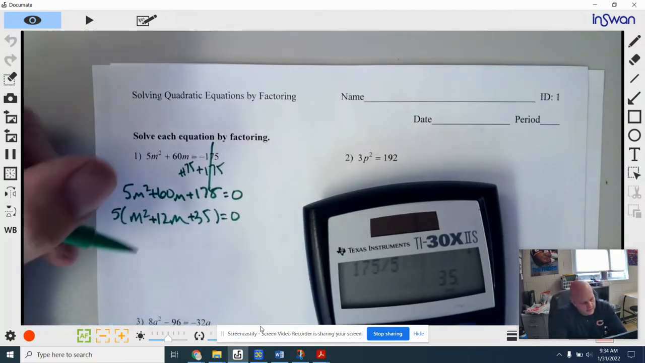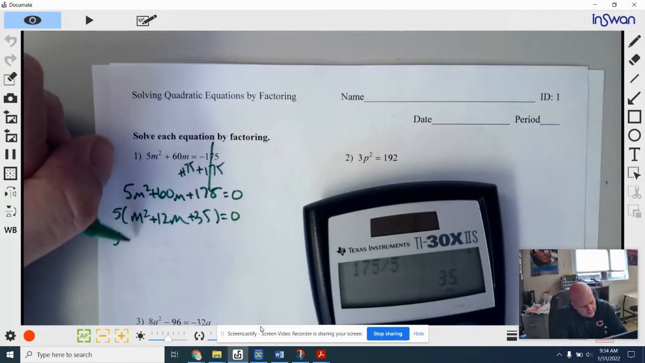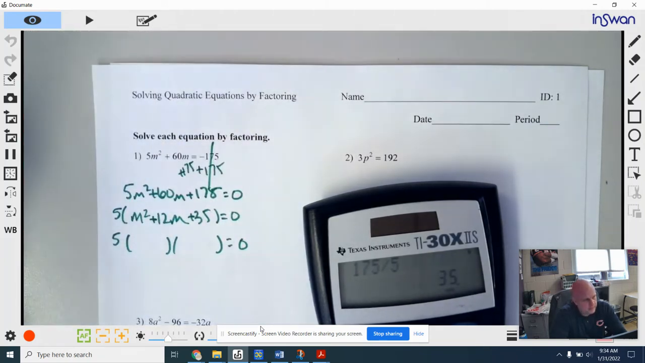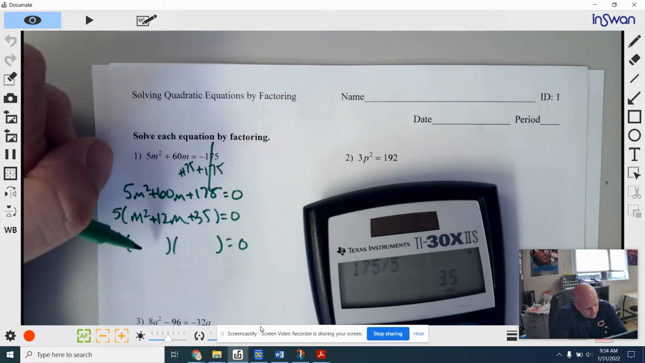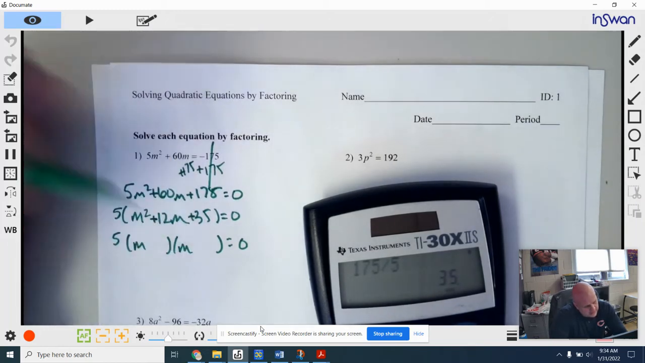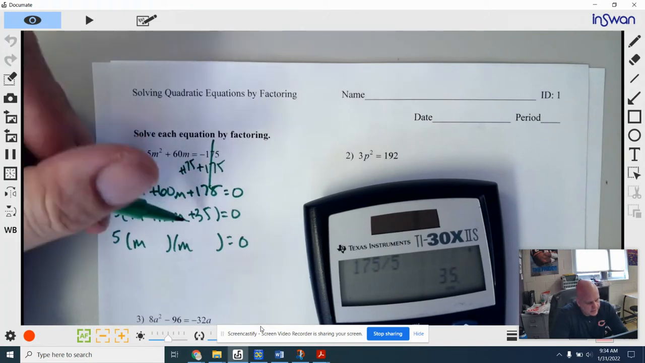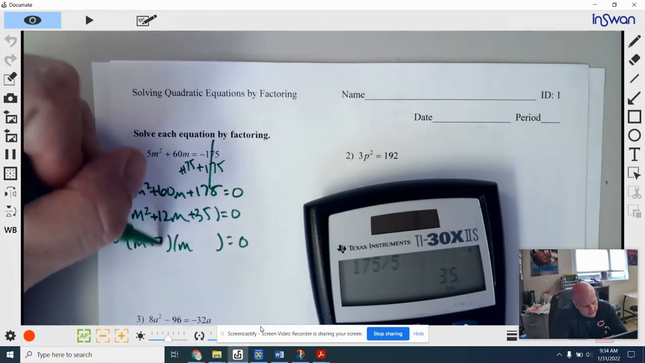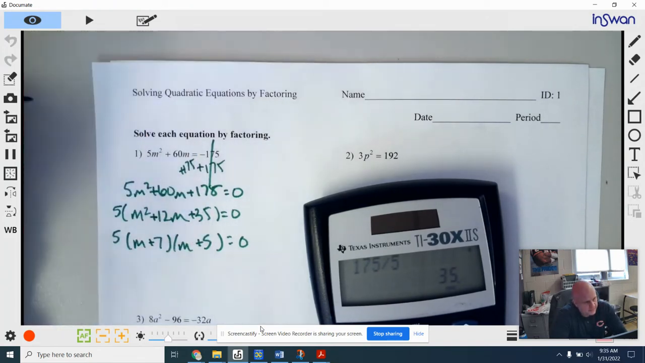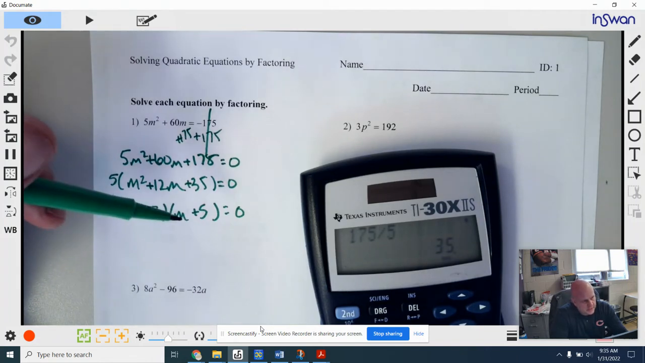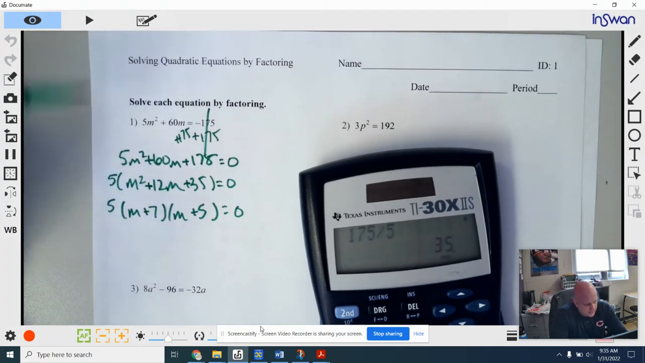Okay, so now if I want to keep factoring, I know that I'm going to have two parentheses, equals 0. M squared, there's only one way to do that, so m times m. Two numbers that multiply to 35 but add to a positive 12, well, that's going to be 7 as well as 5. Anywhere that there is an m or a variable, that's going to be something that you guys need to solve for.